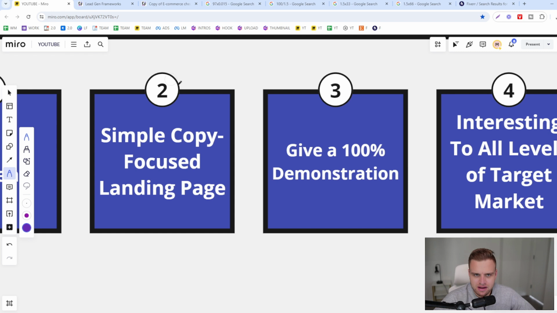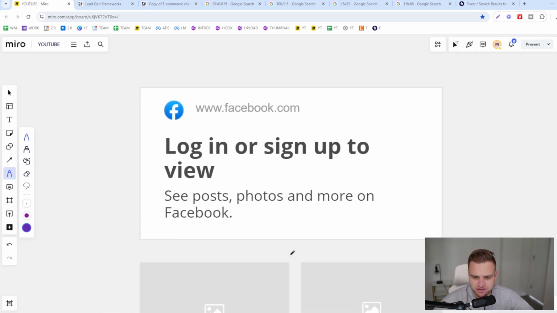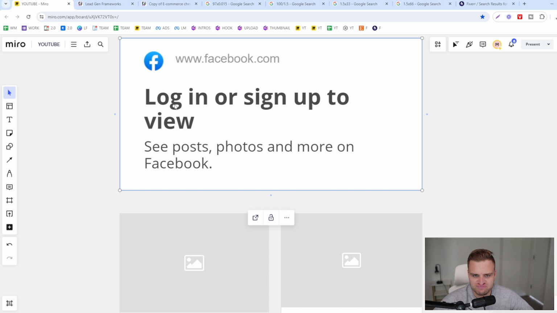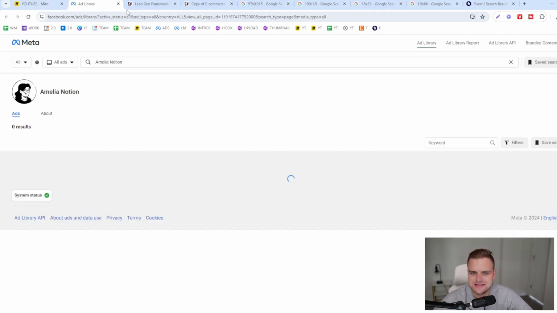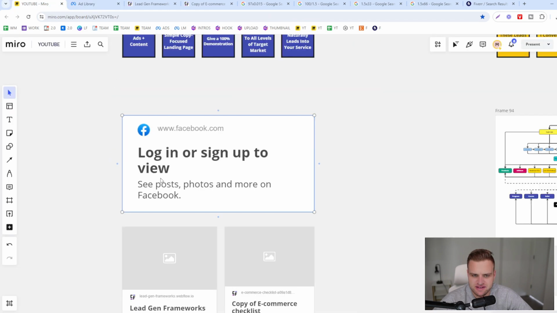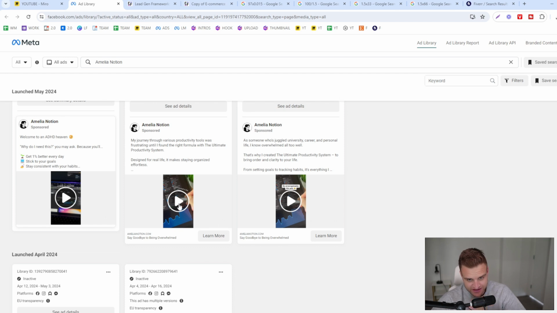Simple copy. And what you want to do, either on the landing page or in your ads, is give it 100% full demonstration. So you want to do it like this, where if you go into Ads Library and you see, this is, where was that? This was these Notion templates here. This person is giving the demonstration, like you're seeing what you're getting.